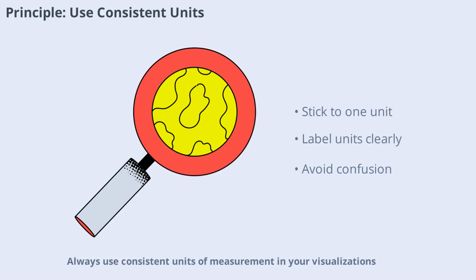Always use consistent units of measurement in your visualizations. Mixing units can confuse viewers and make comparisons difficult. Clearly state the units in your labels and legends to avoid ambiguity.